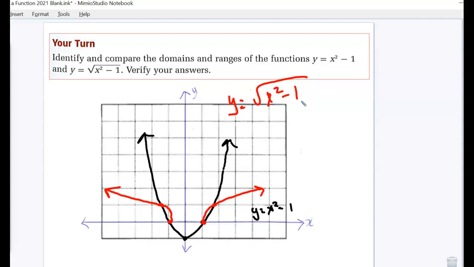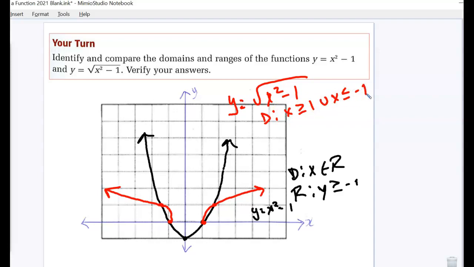And again, the domain for the original graph is all the reals. And the range is y greater than or equal to negative 1. The domain for the root function is x greater than or equal to 1, union with x less than or equal to negative 1. And the range is y greater than or equal to 0.